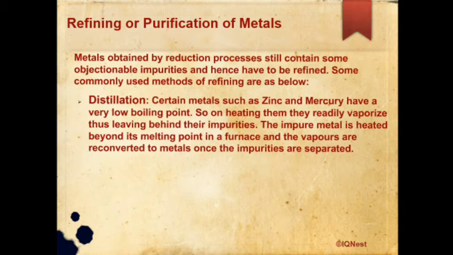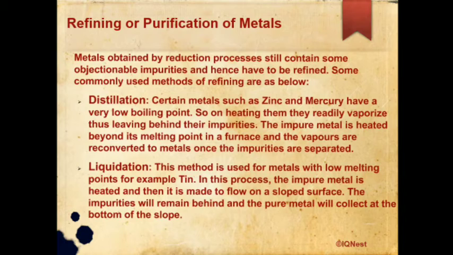The first one is distillation. So what is distillation? Certain metals such as zinc and mercury have a very low boiling point. So on heating them, they readily vaporize, thus leaving behind their impurities. The impure metal is heated beyond its melting point in a furnace and the vapors are reconverted to metals once the impurities are separated. So that is the distillation process.